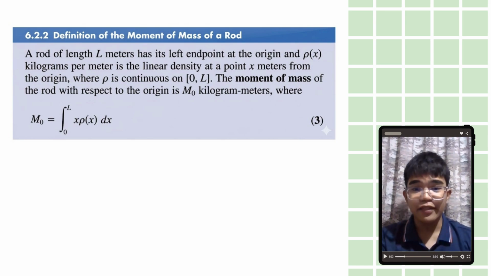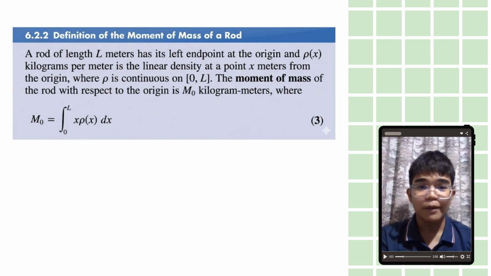A rod of length L meters has its left endpoint at the origin, and P of x kilograms per meter is the linear density at the point x meters from the origin, where P is continuous on 0 to L. The moment of mass of the rod with respect to the origin is m sub 0 kilograms meter, where m sub 0 equals to the integral from 0 to L of x times P of x dx.